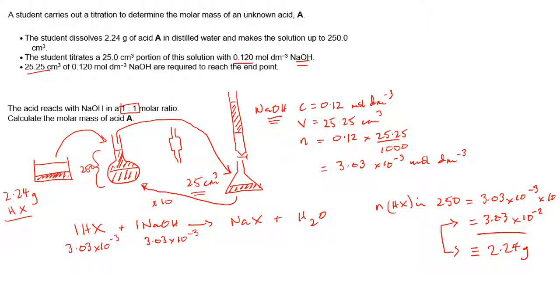Now you notice that we've got both moles and grams. You remember the standard equation, moles equals mass over Mr, so Mr equals mass over moles. In this case, mass is our 2.24, and our moles is 3.03 times 10 to the minus 2. Do that little sum and you get 73.9, which is the Mr of our acid. Hopefully that's helped.